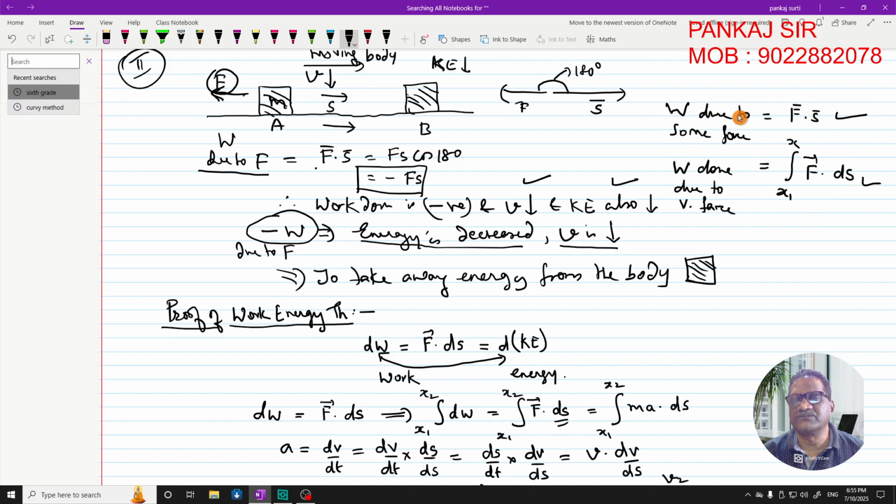But looking at both these formulas, you will come to know that to find out the work done by a force on a body, you must have the knowledge of the force applied on that body and the displacement taking place in that body. Both the things you should know. Then only you can use this formula.